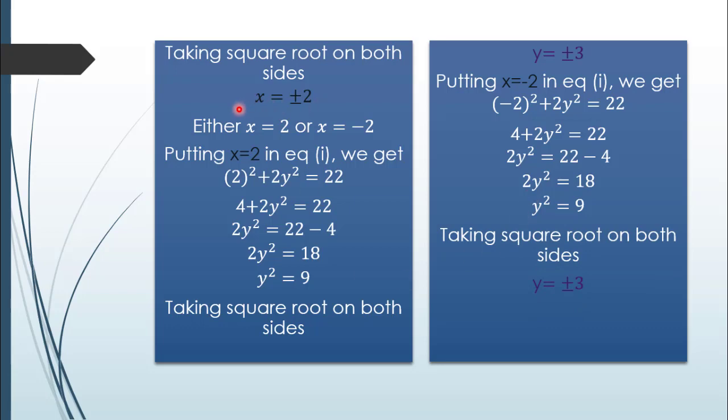It means whether x is equal to 2 or x is equal to minus 2, we get the same values of y. y is equal to plus minus 3. So we can write the solution set as plus minus 2, plus minus 3. Always remember, while writing an ordered pair, the value of x always occupies the first place, and the value of y always occupies the second place.